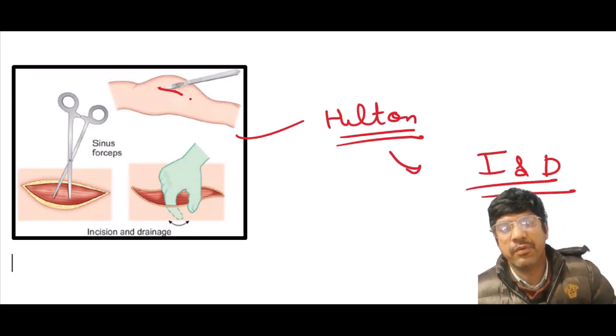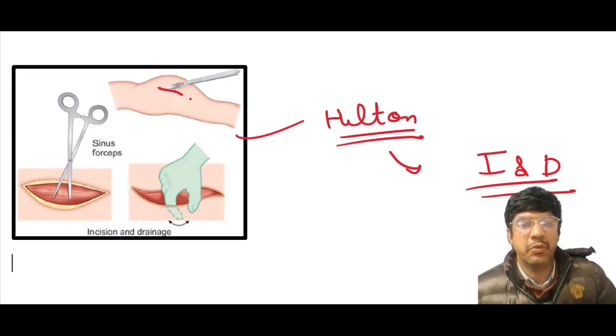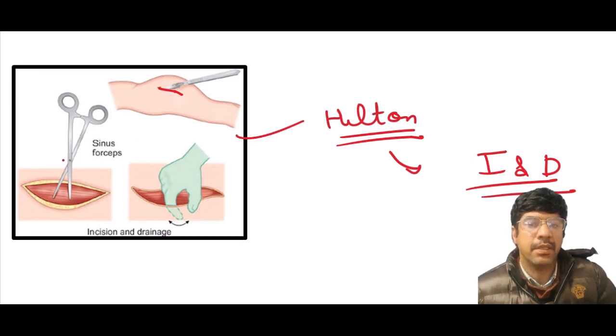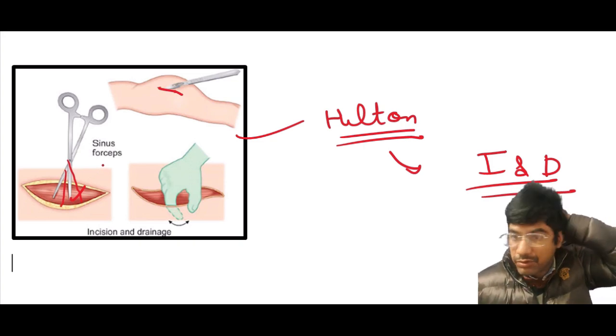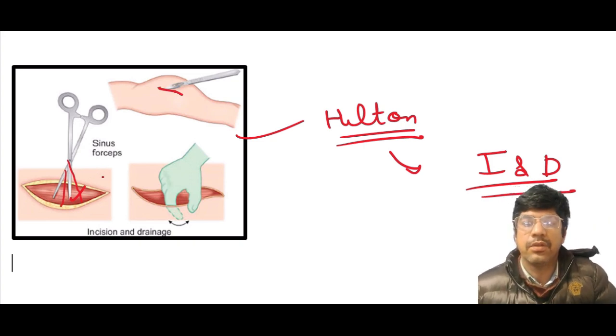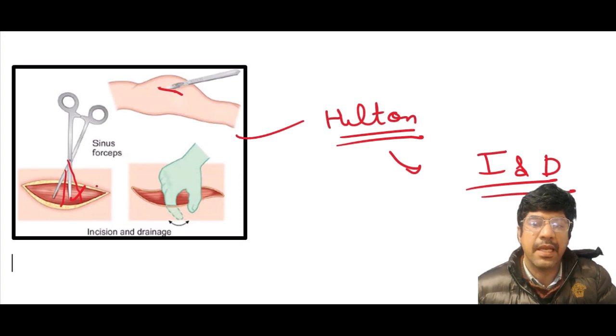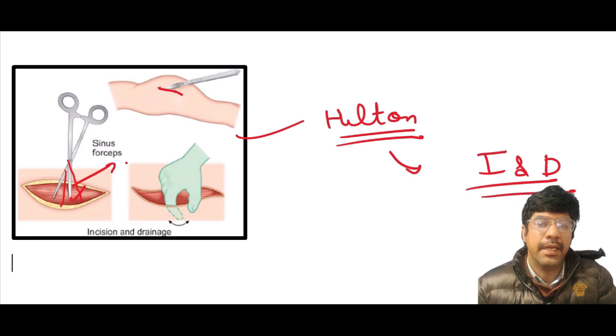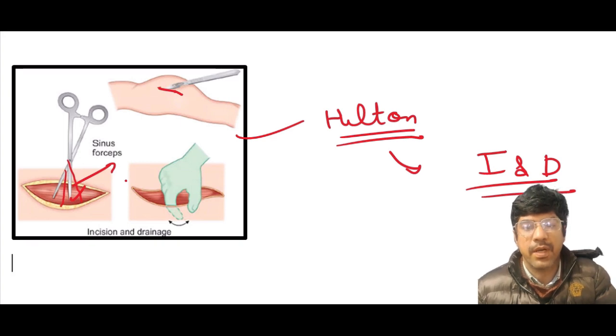If no pus is found initially, sinus forceps are used to gently probe the area to avoid harming the important structures. The closed forceps are guided carefully through the deep tissue to reach the collection of the pus. Once reached, the forceps are opened in a direction away from the vital structures. The cavity is explored for additional pockets to ensure the complete drainage.